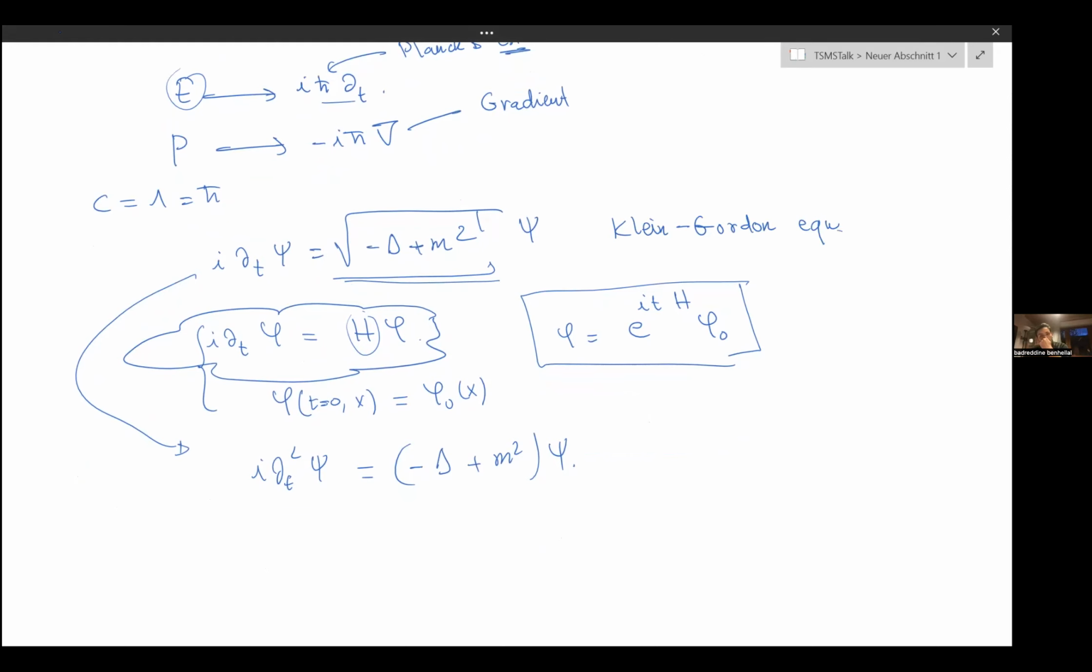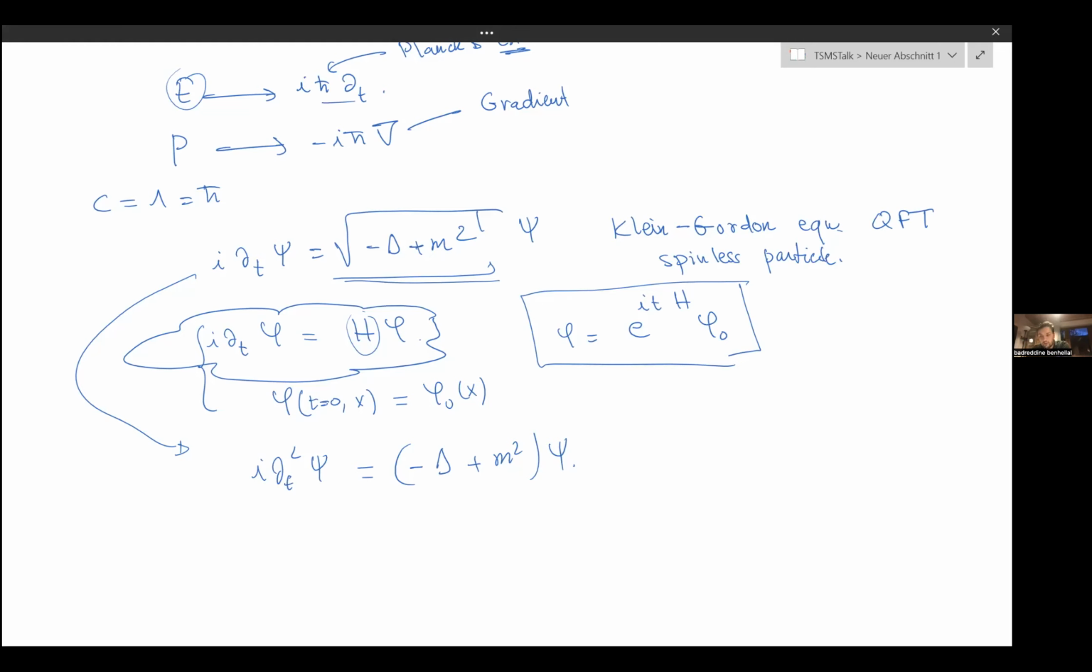Okay, so the Klein-Gordon equation, as I said, nowadays we can give it meaning and set it in quantum field theory. In fact, this equation governs, or describes, the motion of a spinless particle. Spinless particle. But we don't want this.